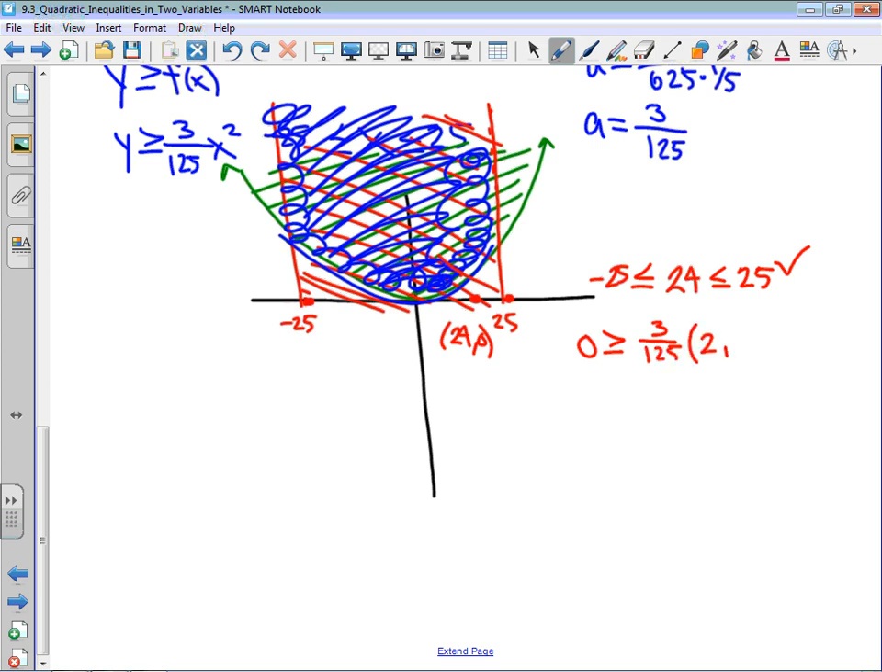Now, I'm not even going to put that into my calculator because there's no possible way that this right-hand side would be less than 0. It's going to be a positive number. Every positive number is greater than 0. And so this would not be solved.